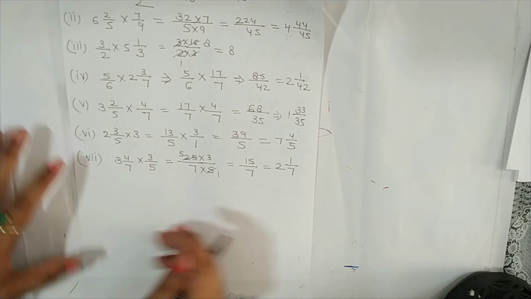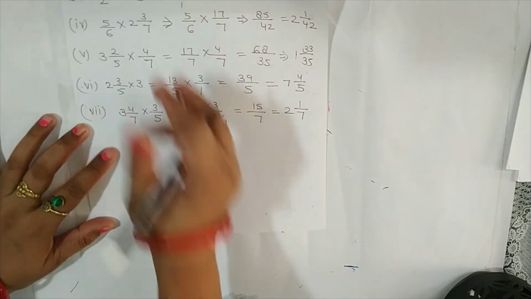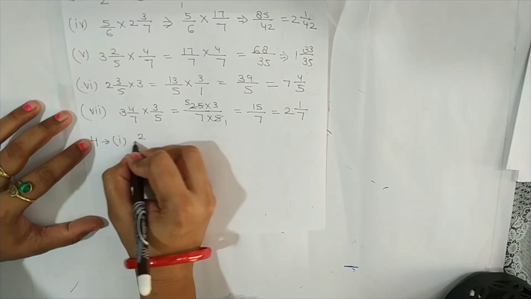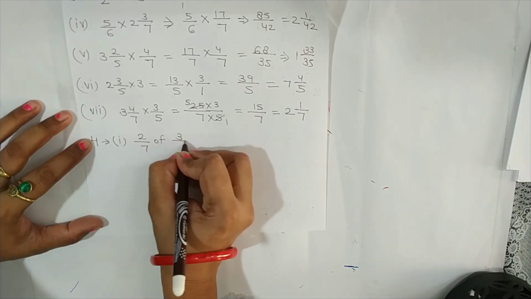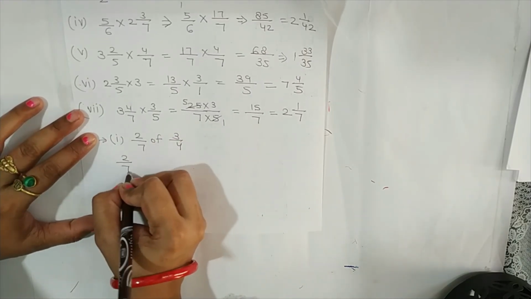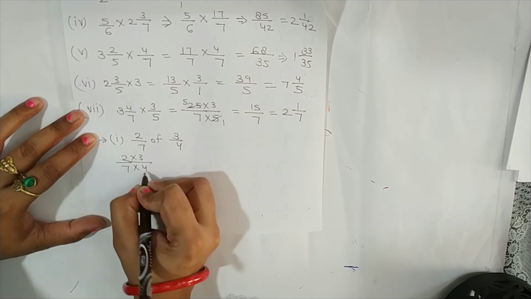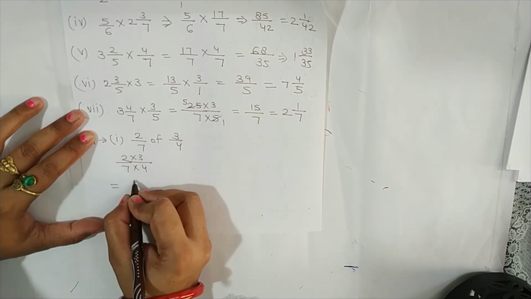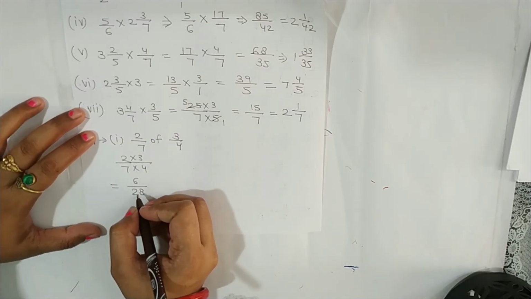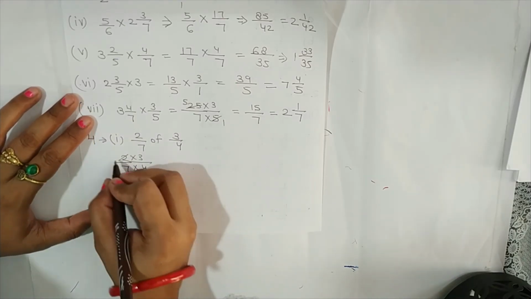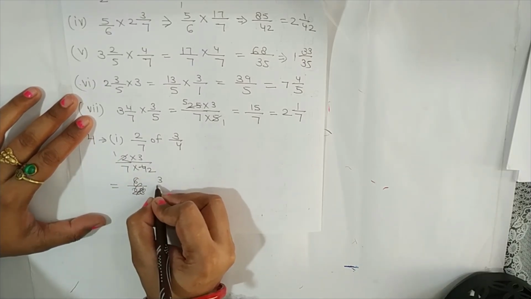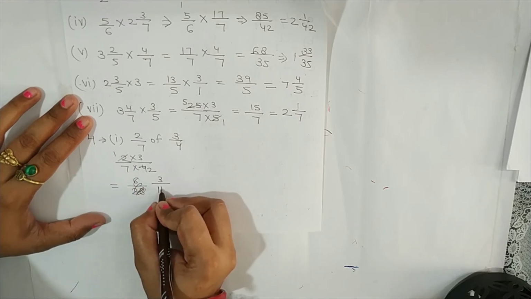Question number 4, which is greater? First part: 2 by 7 of 3 upon 4. So we have to solve 2 upon 7 into 3 upon 4. Oh sorry, it will be reduced. So 2 1s are 2, 2 2s are 4. So it will be 3 upon 14.